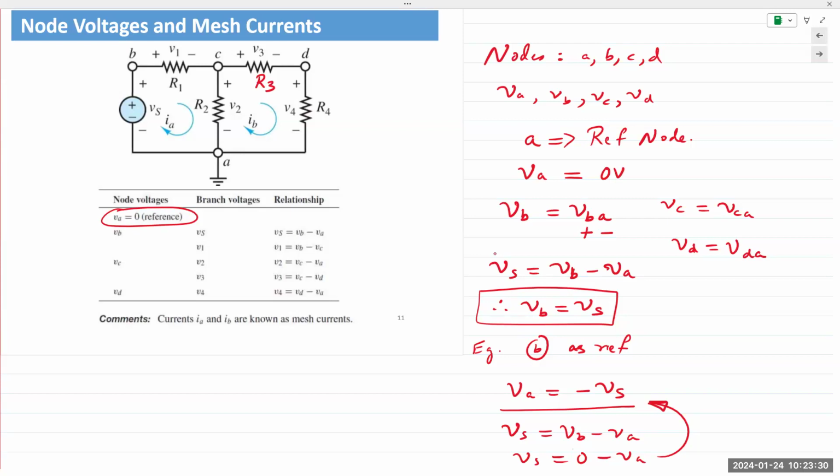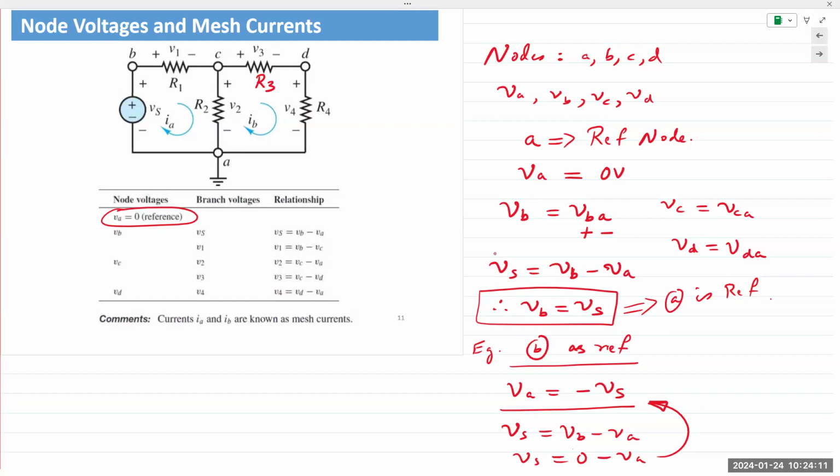Oh, VB is not. This is just as an example. So if VA is a reference, then I can write VB is equal to VS. Here, A is the reference. And the example was if I use B as the reference, then I could write VS is equal to minus VA. Whichever end you choose, if you choose the negative end, the answer at the other node is positive. If you choose the positive end as the reference, then the other end of the power supply is negative. Anyway, so once we have that, we can express each resistor voltage in terms of the node voltages.